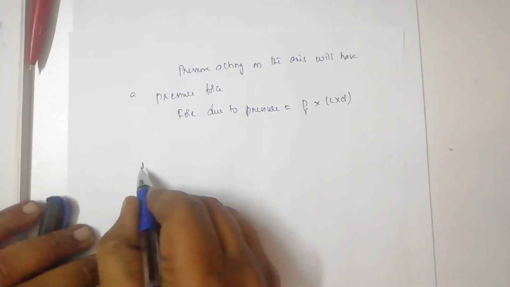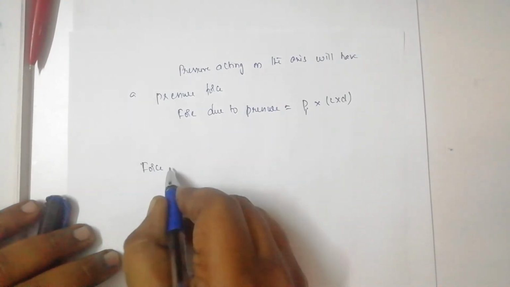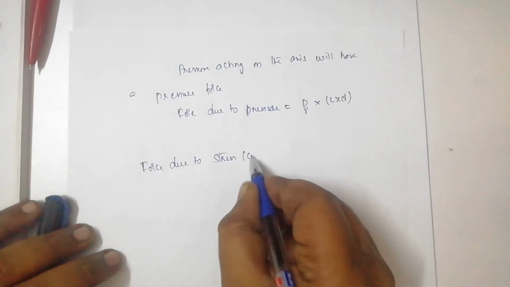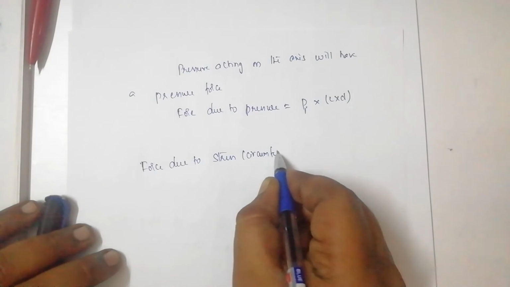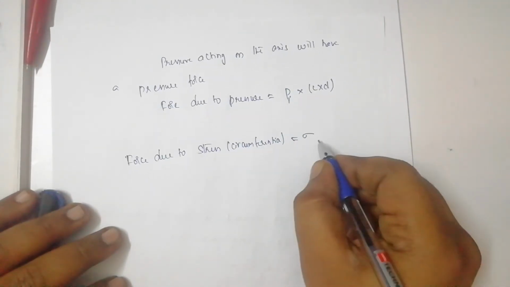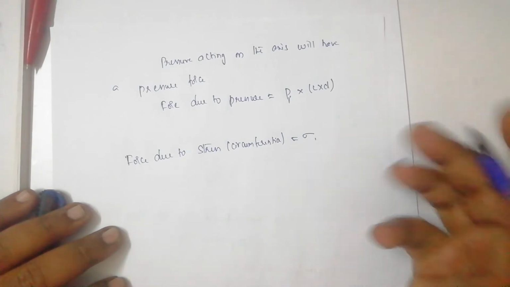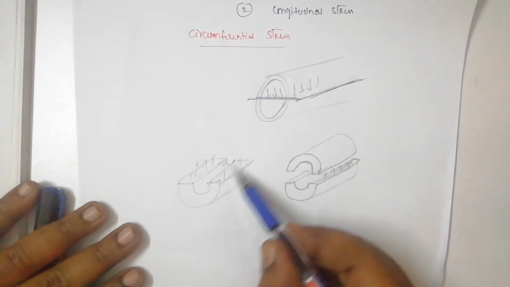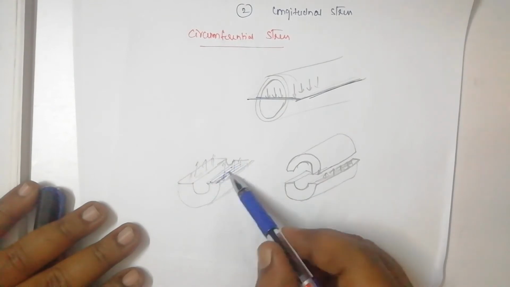Now this force due to stresses, circumferential. So that we generally take it as sigma t, you can take circumferential. Sigma 1 I generally take sigma 1. So this is the sigma 1 which is acting on the surface. So on this surface it is acting, correct.